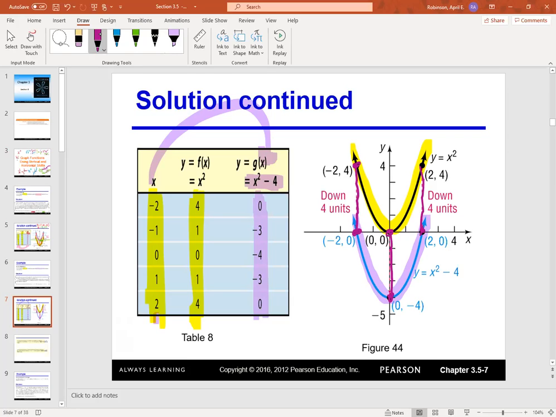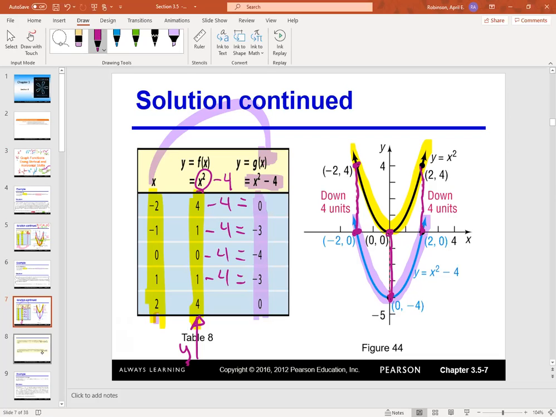If you think about it, these coordinates right here are my y coordinates that I got from the x squared. And then you're just going to subtract 4 from it. 4 minus 4 is 0. 1 minus 4 is -3. 0 minus 4 is -4. 1 minus 4, you know, they're going down. They're 4 smaller. So it just shifts down. That's all there is to it. As long as you've got some points, you can just shift them up or down.